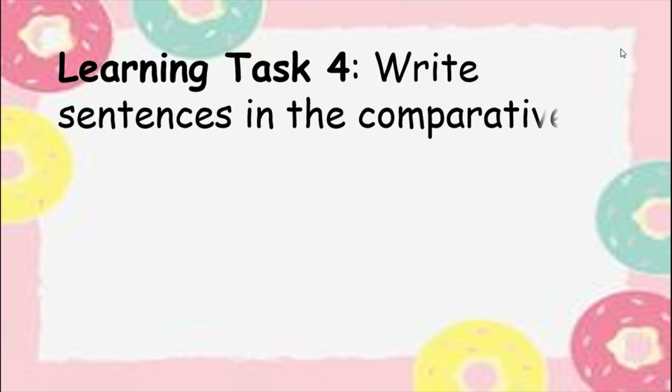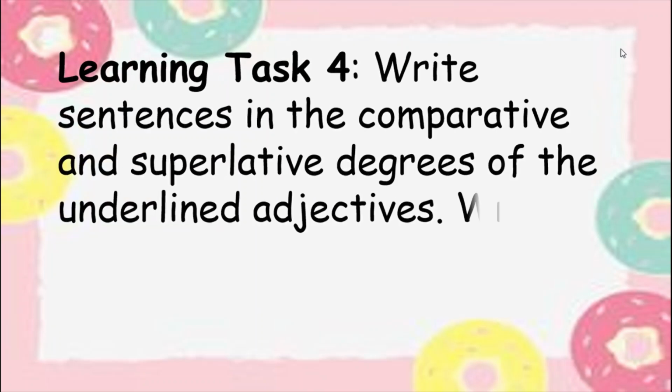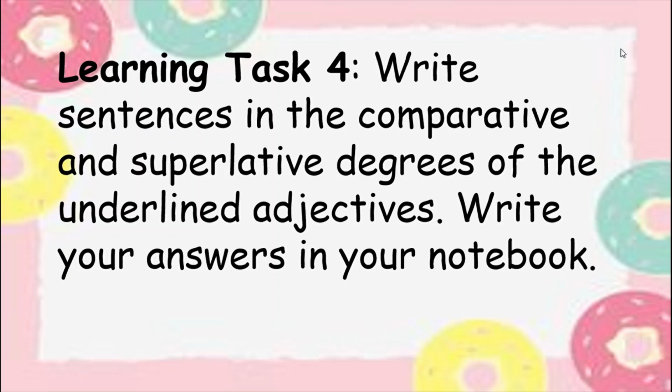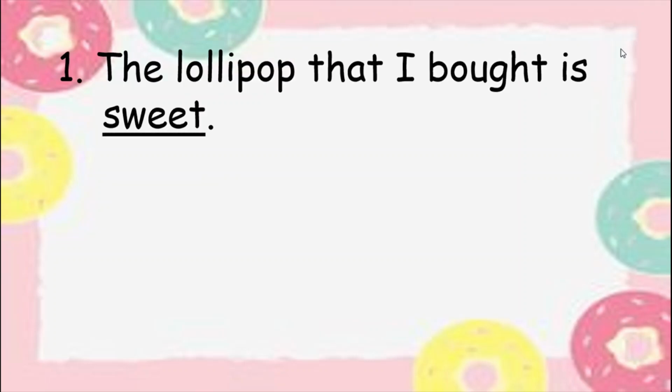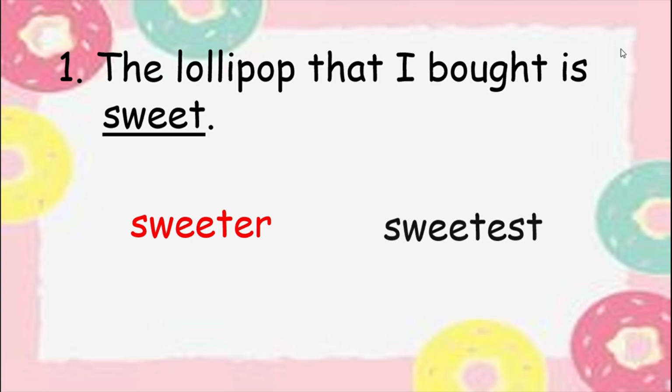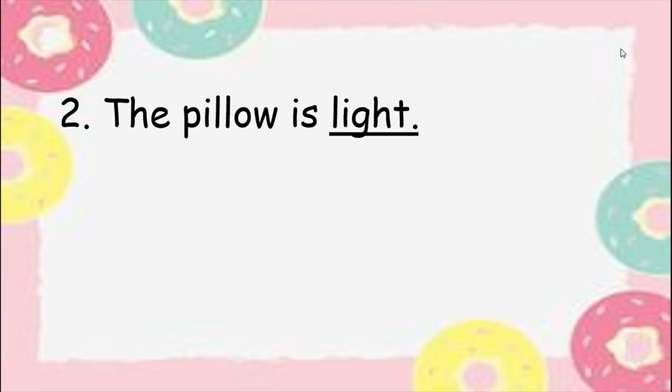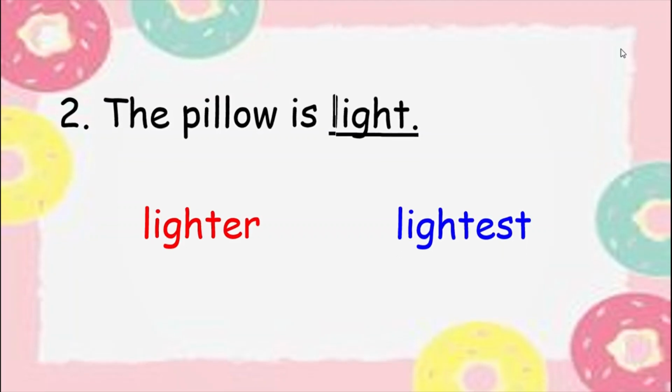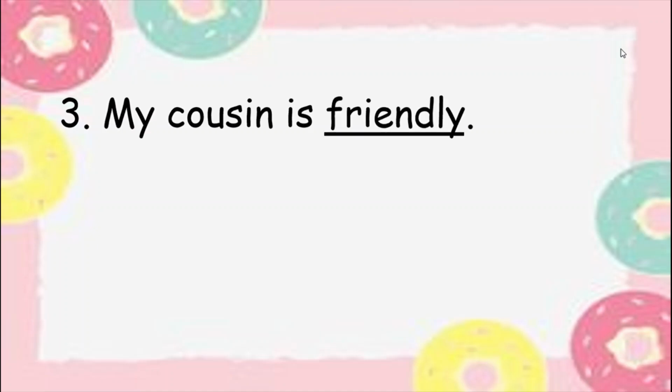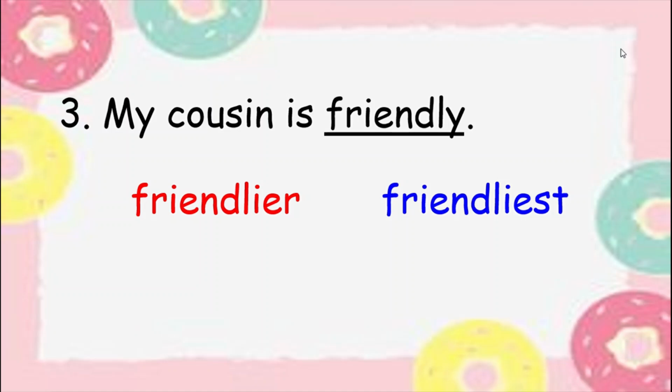For learning task number 4, write sentences in the comparative and superlative degrees of the underlined adjectives. Write your answers in your notebook. Number 1, the lollipop that I bought is sweet, sweeter, sweetest. Number 2, the pillow is light, lighter, lightest. Number 3, my cousin is friendly, friendlier, and friendliest.